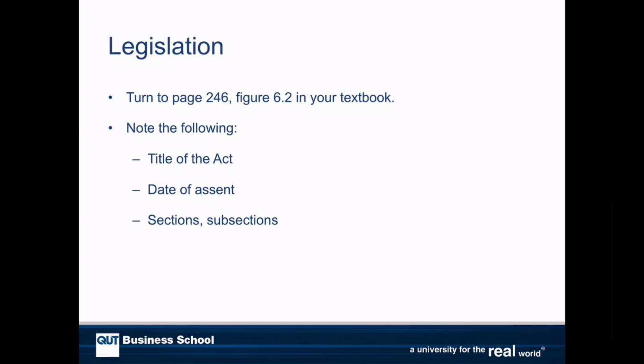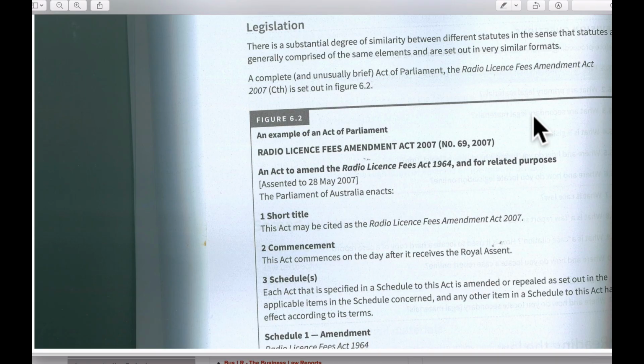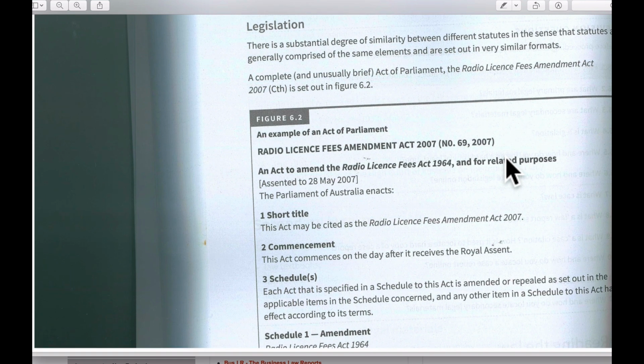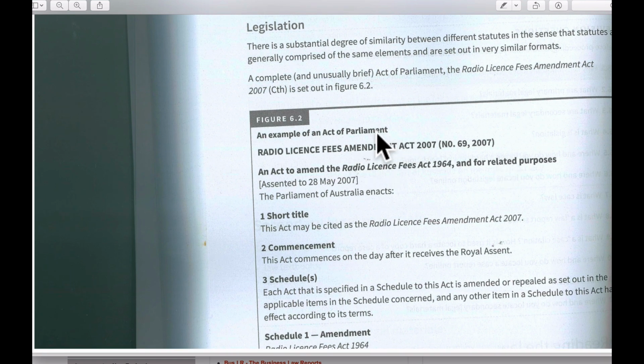So what we have here is a quite dodgy scan of the page in the book, but it's an example of what an Act of Parliament contains and what it has in it. So the first thing we can see here is the title of the Act, the Radio Licence Fees Amendment Act of 2007. Note this number 69, so it was the 69th Act in 2007.